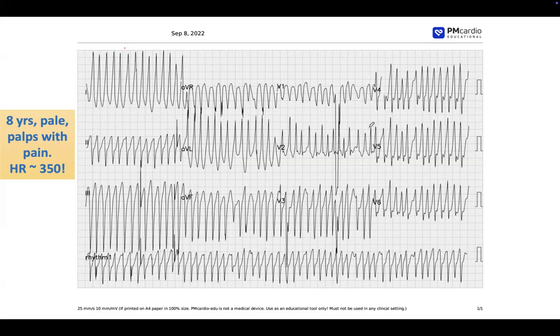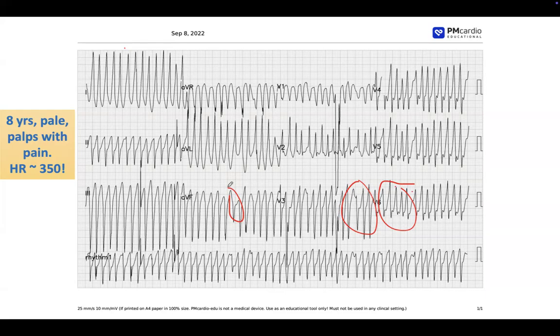If you look closely, the QRS is different here than here. This one is different than this one. I know it's grossly maybe monomorphic, but if you look very closely, it's polymorphic. So irregular, wide complex, polymorphic tachycardia. So VT until proven otherwise, of course.